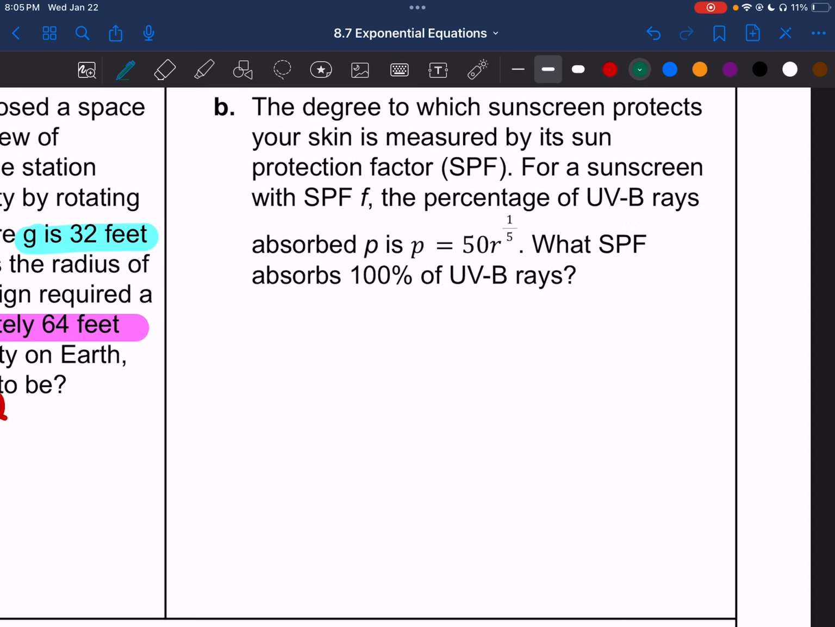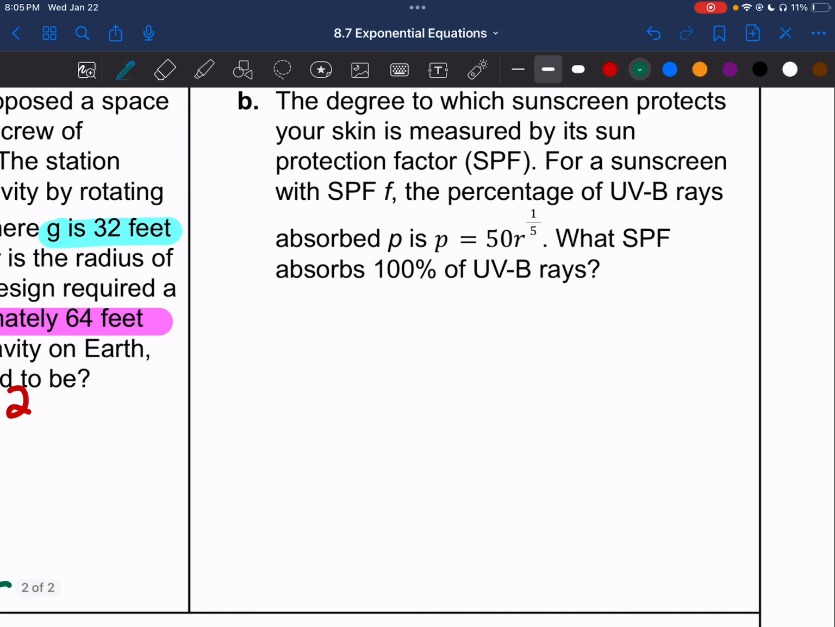All right, letter B. The degree to which sunscreen protects your skin is measured by its sun protection factor, or SPF. For a sunscreen with an SPF of F, the percentage of UVB rays absorbed, P, is P equals 50 times F to the 1/5. What SPF absorbs 100% of UV rays?